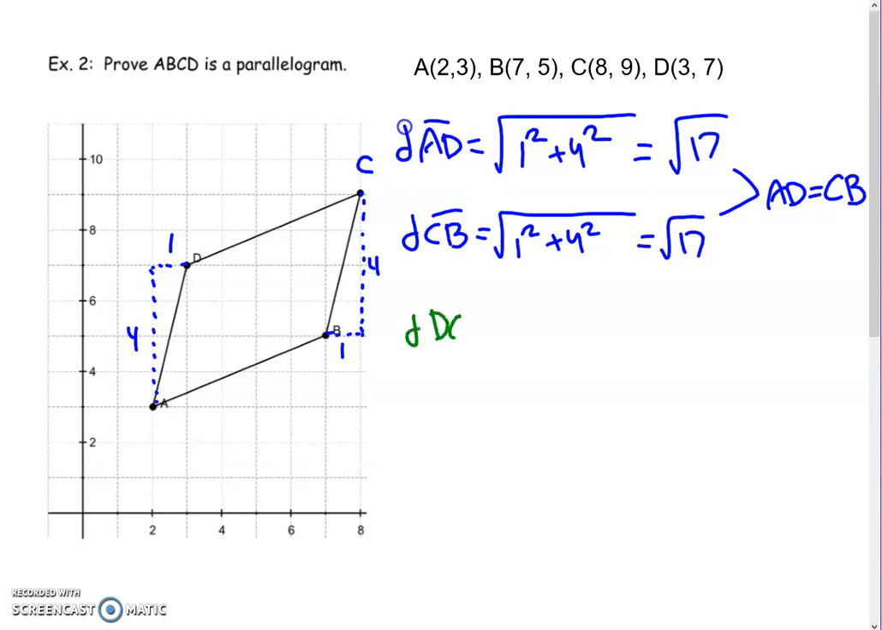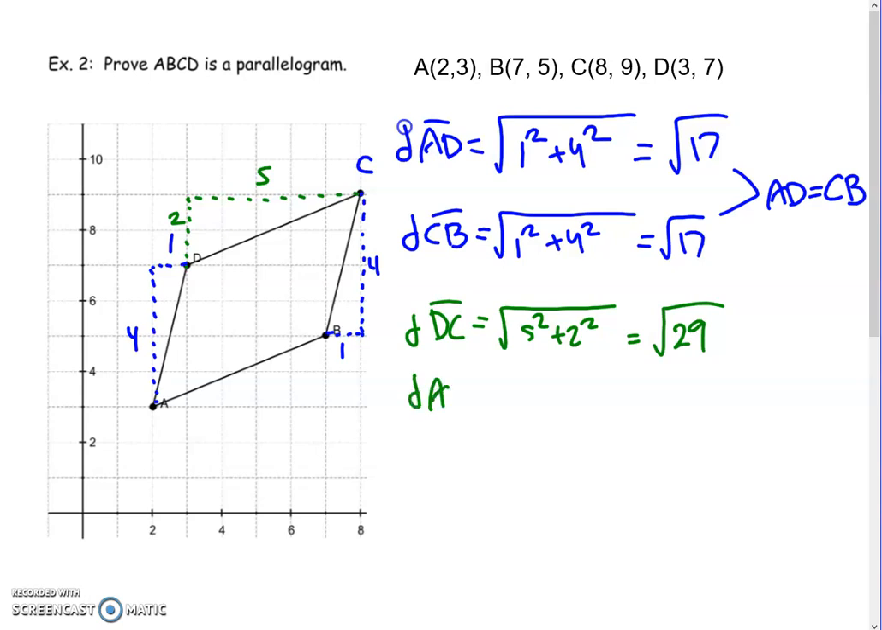Distance of DC. Square root. So your delta y and your delta x. Here for delta y I got 2, and delta x I got 1, 2, 3, 4, 5. So 5 squared plus 2 squared. 25 plus 4, that ends up being square root 29.